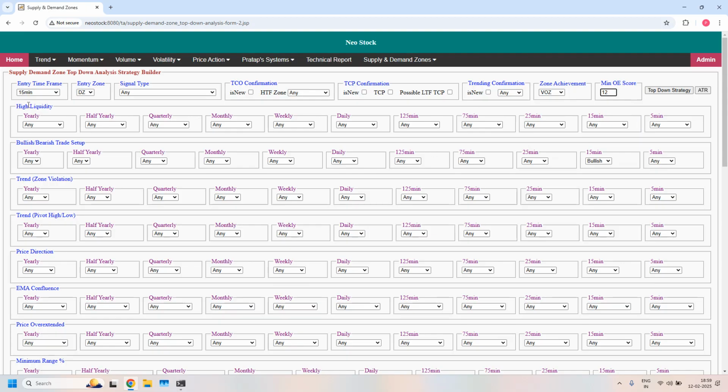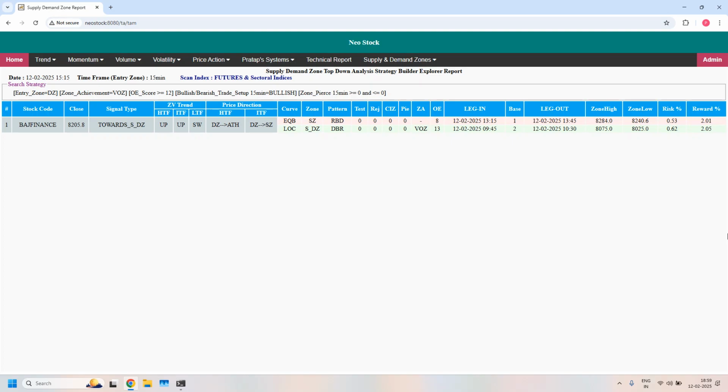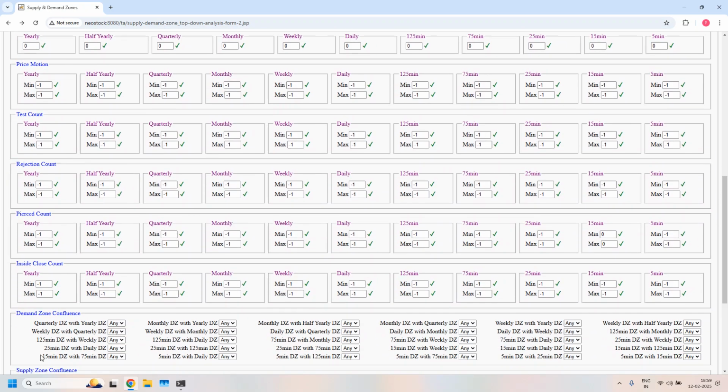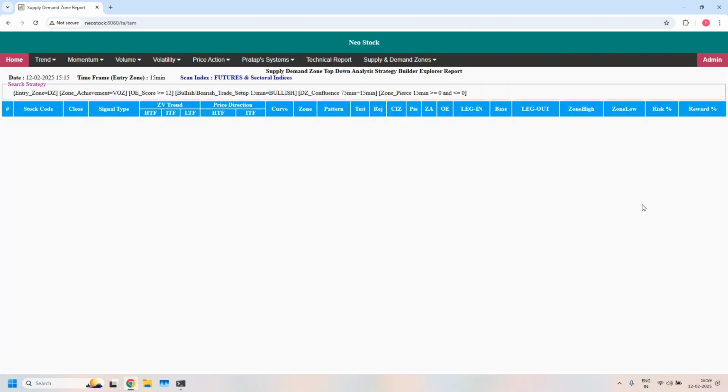All 3 filters are applied to 15 minutes demand zone. We got only one stock. Currently, this is the only one stock supporting bullish trade setup for daily income trade. Entry time frame is 15 minutes demand zone. Let us verify this 15 minutes demand zone is having confluence with 75 minutes demand zone. So in the demand zone confluence, I am enabling the filter 15 minutes demand zone with 75 minutes demand zone confluence. So we did not have any EMA confluence. That's it. That is bullish trade setup for daily income trade.